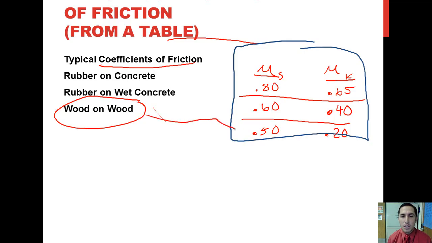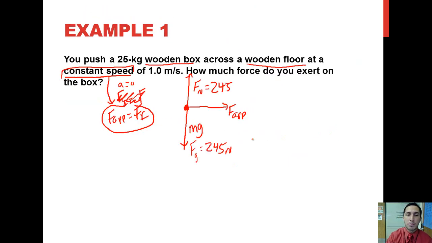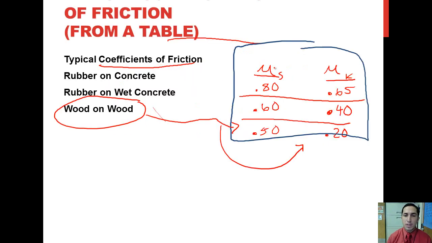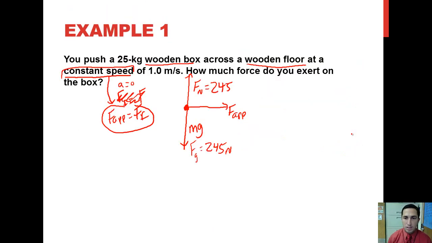Do we want the mu s or do we want the mu k? Let's go back and read the problem. You're pushing the wooden box across the wooden floor. So is the box staying still, or is it probably sliding? Good, it's sliding. So we're going to use 0.20. So we know that the coefficient of kinetic friction is 0.20. We got that? Now let's write both of our equations.